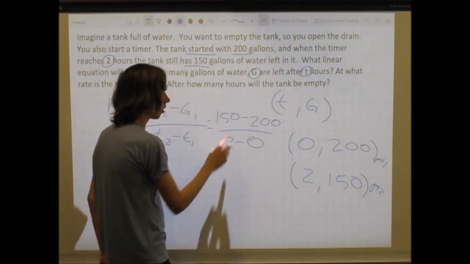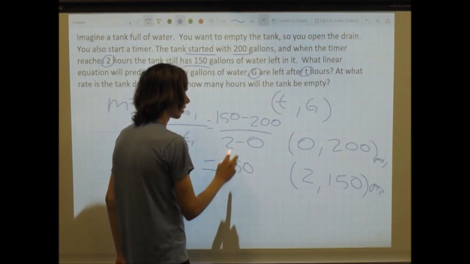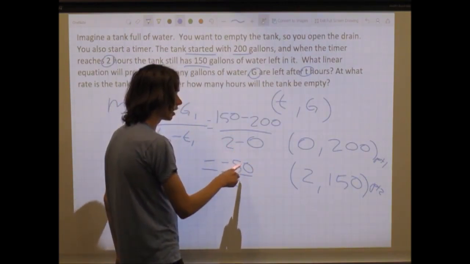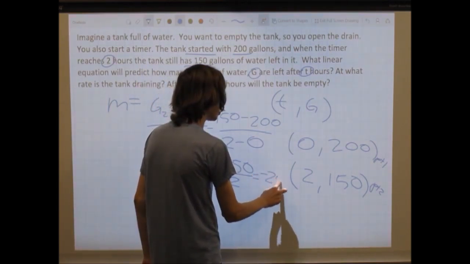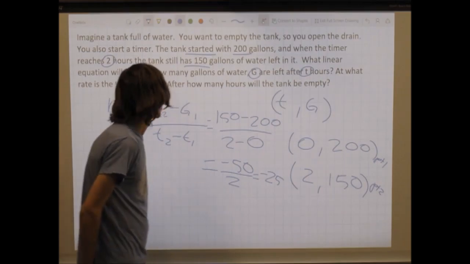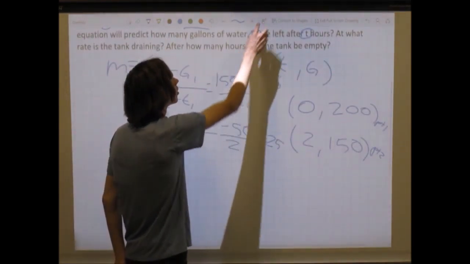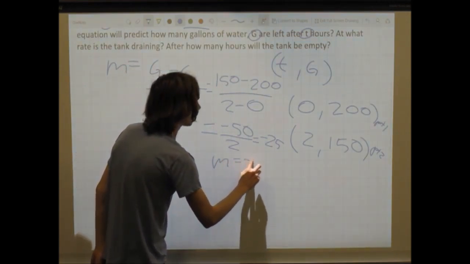Okay, so 150 minus 200 is negative 50. 2 minus 0 is 2. So we've got negative 50 over 2, which simplifies to negative 25. Alright, cool. So that means that we're going to have a slope of negative 25.